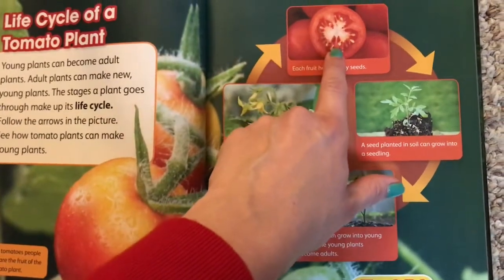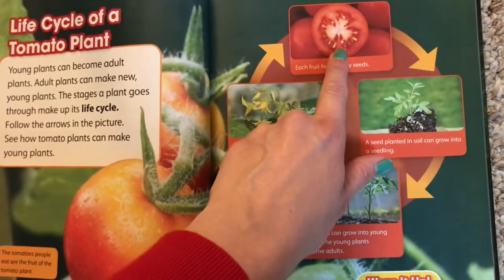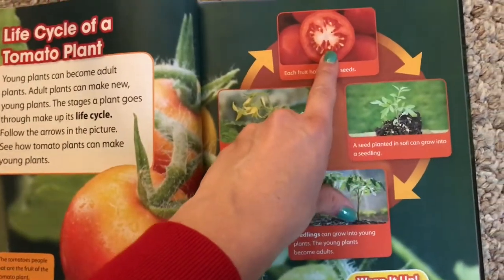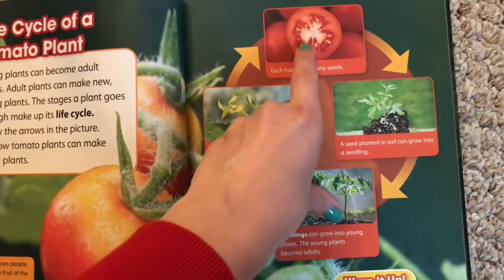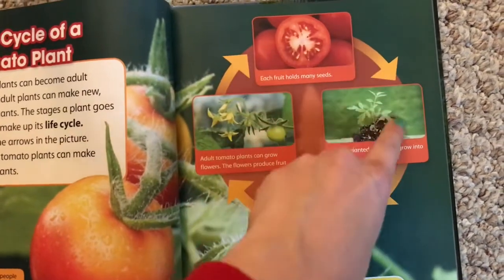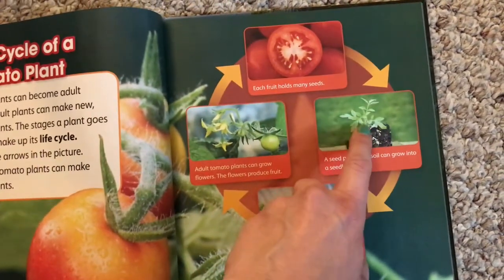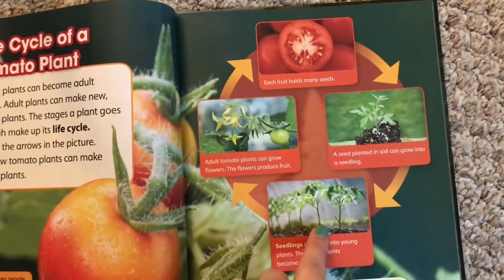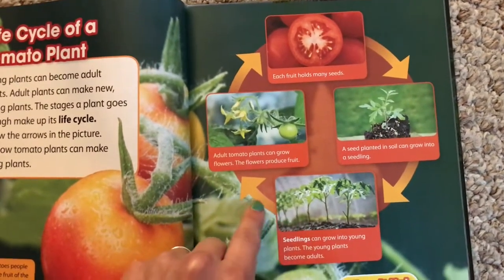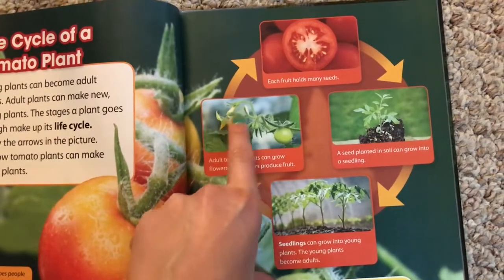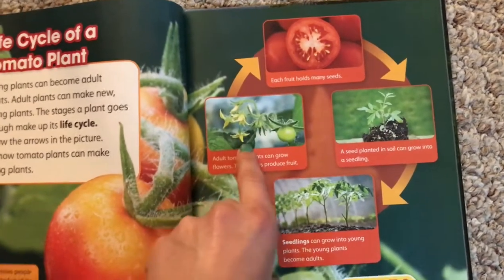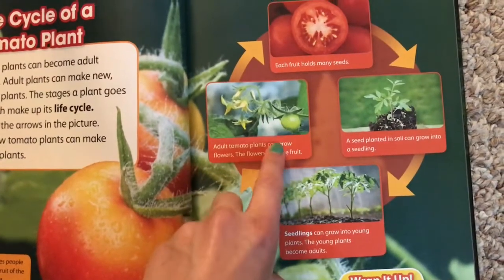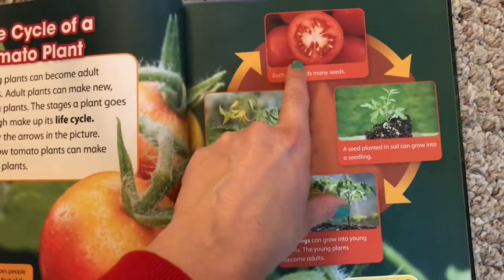And here's the tomato. And inside that grown tomato are the seeds. Okay, and then the pattern starts all over again. So the life cycle continues. The seeds can get planted. They become a seedling. And then the seedling grows into a young plant. The young plant grows into an adult plant, and the adult plant has flowers, and then it produces tomatoes, and then the cycle starts all over again.